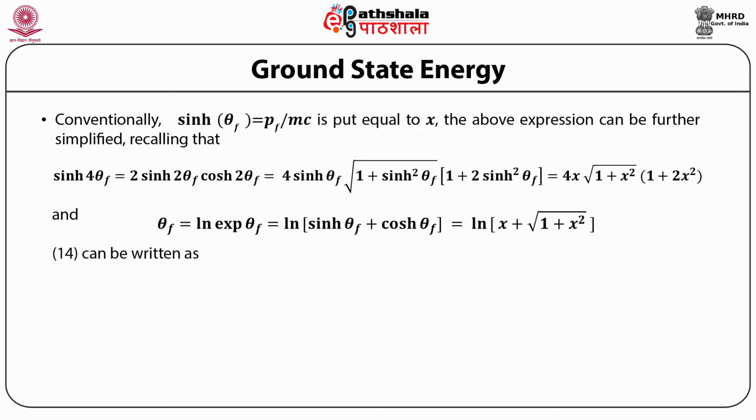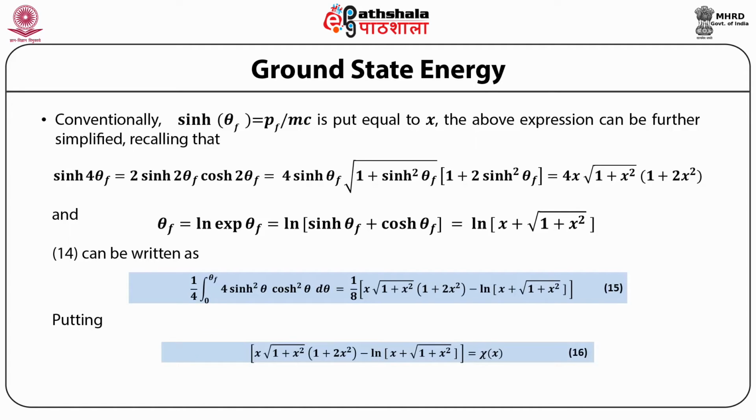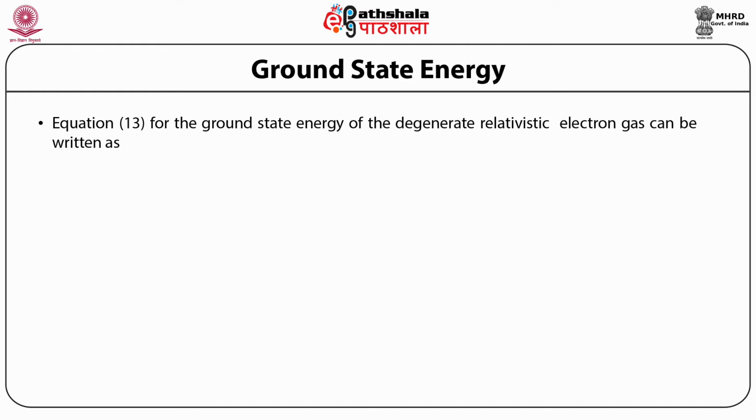Equation 14 can then be written as 1/4 ∫₀^θF 4 sinh²θ cosh²θ dθ = 1/8 [x√(1 + x²)(1 + 2x²) − log(x + √(1 + x²))]. Putting x√(1 + x²)(1 + 2x²) − log(x + √(1 + x²)) equal to a new function χ(x), equation 13 for the ground state energy of the degenerate relativistic electron gas can be written as E₀ = (π m⁴c⁵/h³) × V × χ(x).